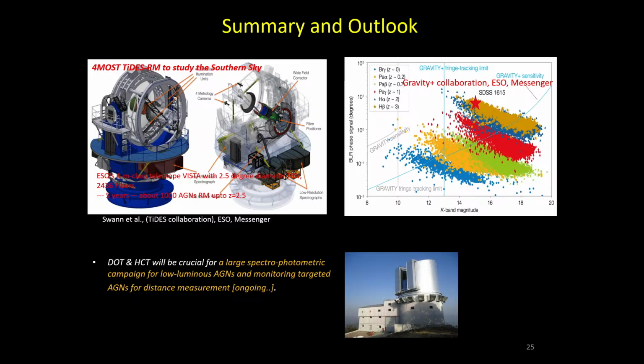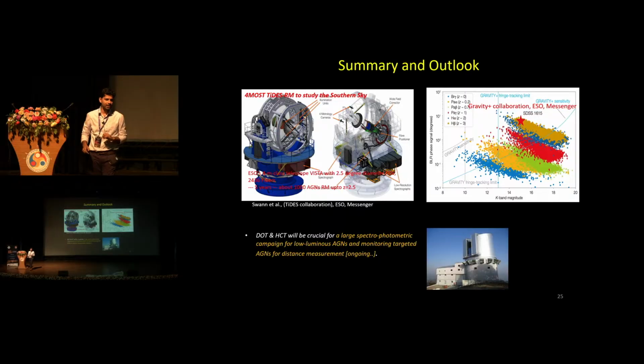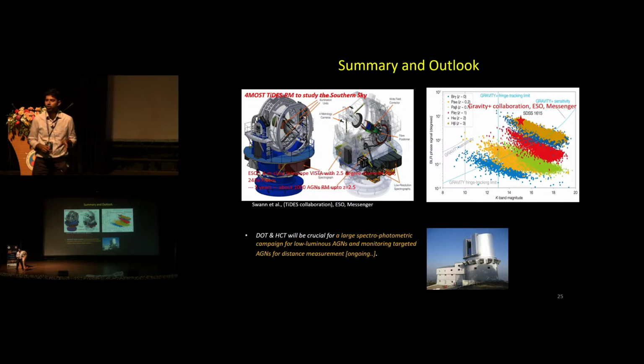And in the interferometric mode, we will have 4 laser guide stars for the 4 UTs, and then we could reach up to K-band 13 magnitude and have hundreds of AGNs to do spectro-interferometry. But DOT and HCT will still be ideal and crucial for a large monitoring program for low luminosity AGNs, and we are still contributing with this. Thank you.